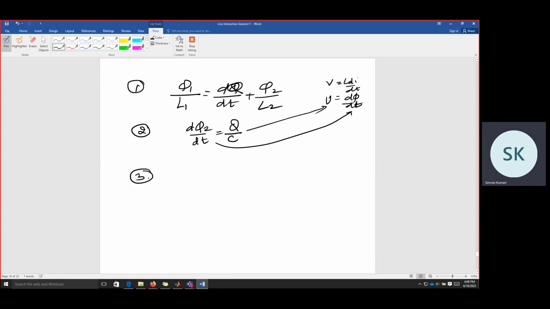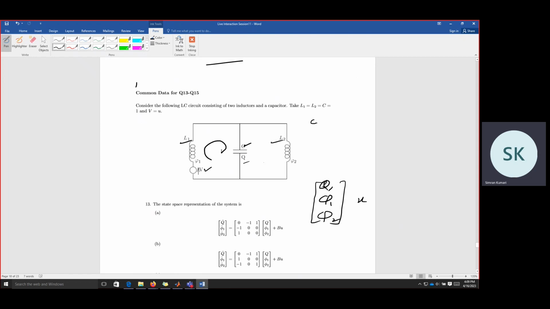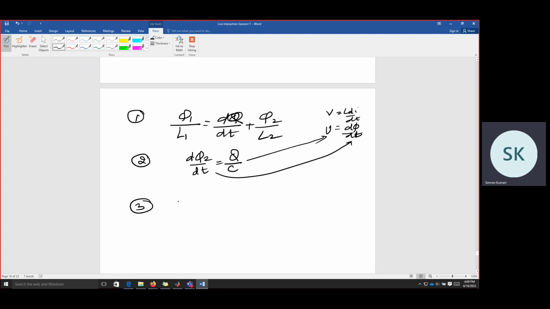And for the third equation, we will just apply KVL. So we have this loop, we apply this. We have V minus dφ1/dt minus q2/C is equal to 0. So we have these three equations.